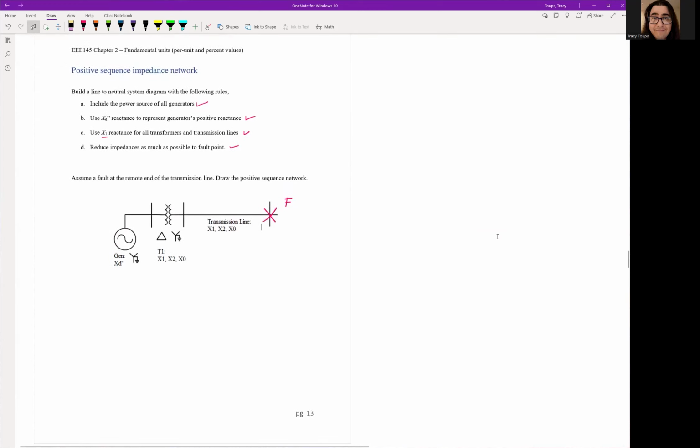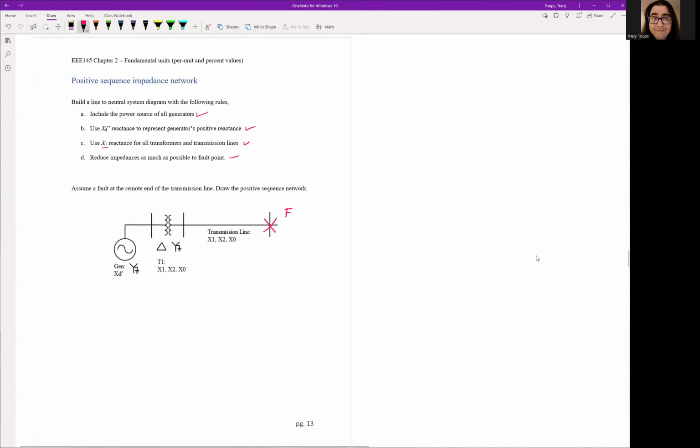We have a generator. I like to start my generator down here, so we're going to draw our generator. We're going to follow the one-line diagram, but the generator has an internal impedance inside it, so we're going to put Xd right here. This is our Xd double prime. We're always going to use the subtransient reactance for our fault analysis. We're going to go up, hit the first bus, and come to a transformer.